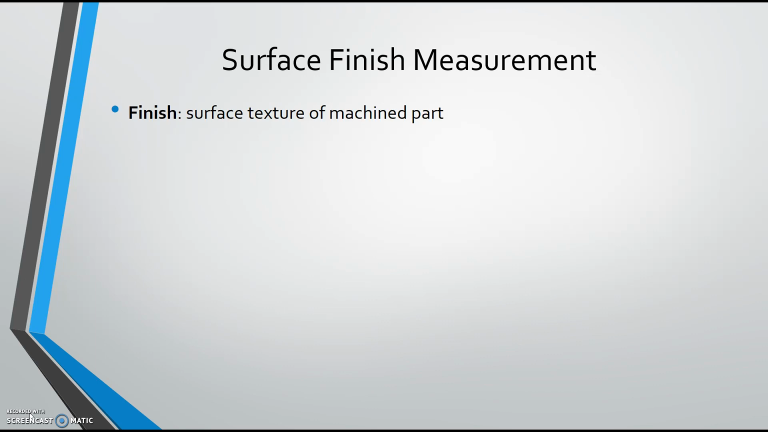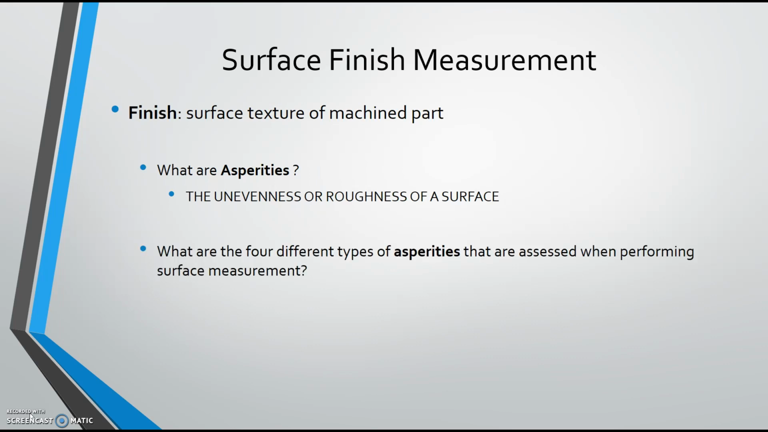And since no machine, no process is ever going to be perfect, we're always going to have errors. These errors are known as asperities, and asperities are basically the unevenness or roughness of a surface. Now in your textbook, section 2, unit 4, asperities are discussed, and two specific asperities, and that would be waviness and roughness. But there are really 4 different types that we can consider.